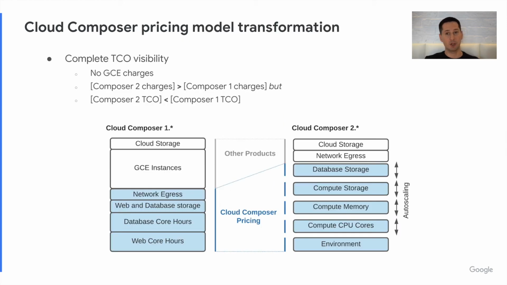Unlike in Composer 1, Composer 2 generates no GCE instance charges. All compute-related costs are now visible directly under the Cloud Composer pricing model, covering CPU, memory, and storage respectively. This change may lead to cases where Composer 2 charges seem higher than they would be for a comparable Composer 1 environment. However, once you include GCE charges in your Composer 1 total cost of ownership calculation, you will likely see cost savings of Composer 2 thanks to its autoscaling and other optimizations.